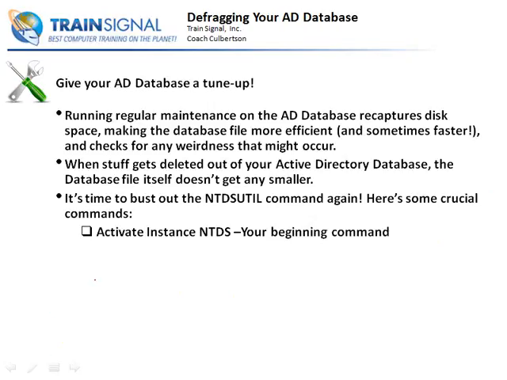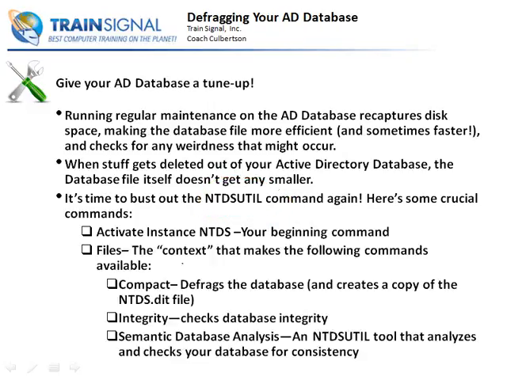Now this one we've already used once. This is activate instance NTDS. This is the beginning command that allows us to connect the NTDS util utility to the Active Directory. Then we move into the files context. Remember, last time we were in the IFM context, the install from media context, and that gave us install from media creation commands. Well, the files context gives us additional commands.